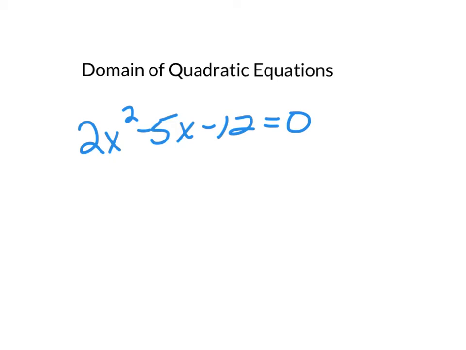Okay, in this video lesson, we're going to take a look at finding the domain of a quadratic equation. And we're going to take a look at this one example. Here it says 2x squared minus 5x minus 12 equals 0.